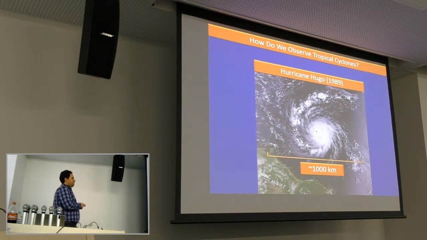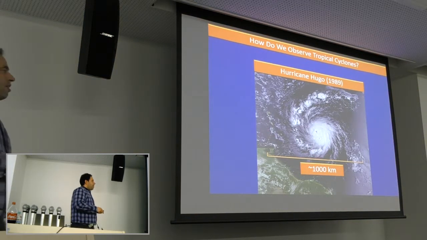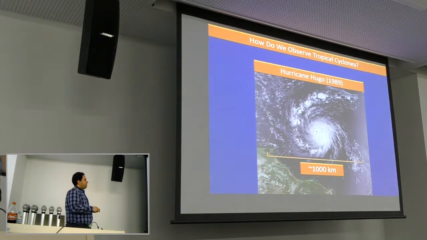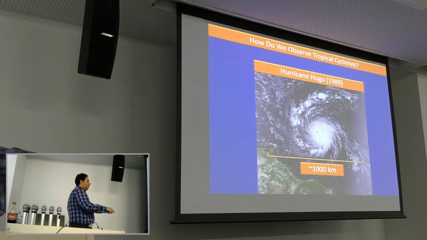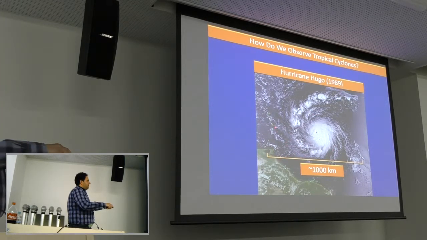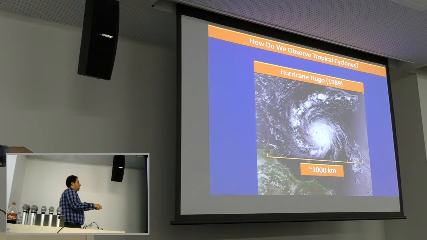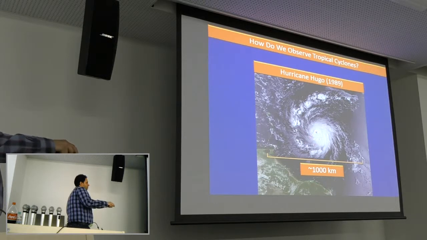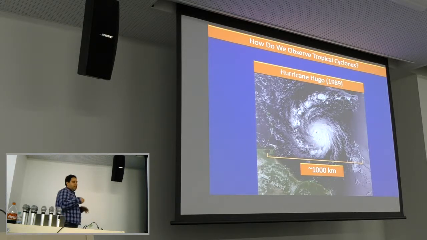So I'm going to talk in the next few slides a bit about how we observe tropical cyclones. This is a satellite image of Hurricane Hugo in 1989. This was also a Category 5 tropical cyclone. The scale of the circulation is 400 or 500 kilometers. But the strongest winds are confined to a relatively narrow region in the eyewall here, with a scale of only 50 to maybe 100 kilometers diameter.